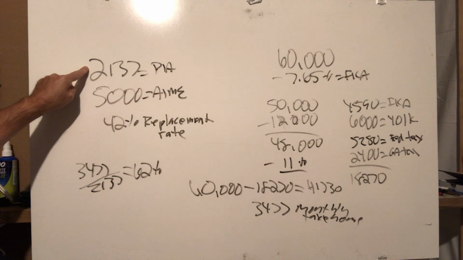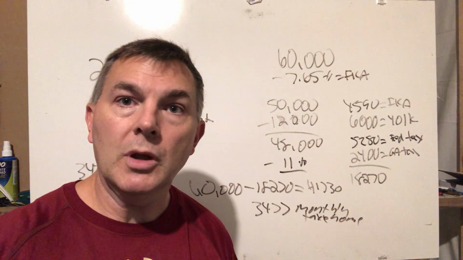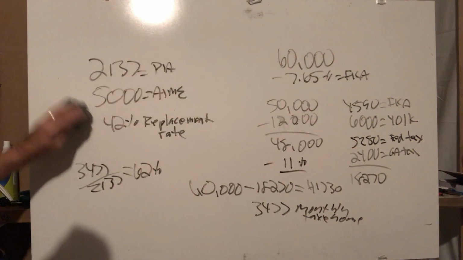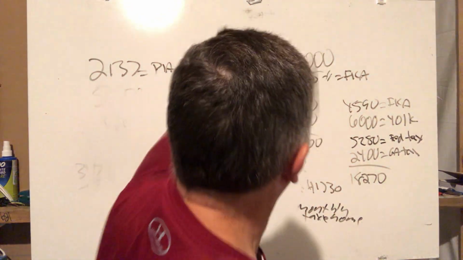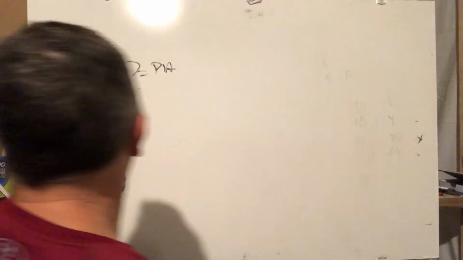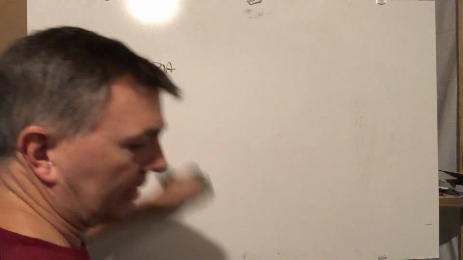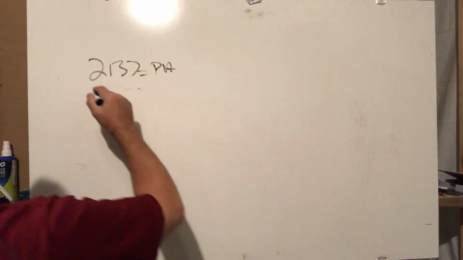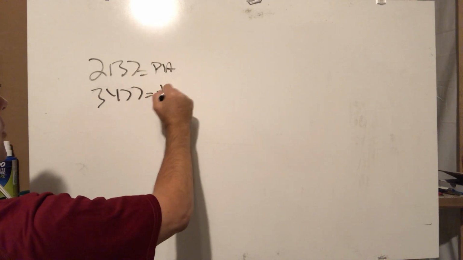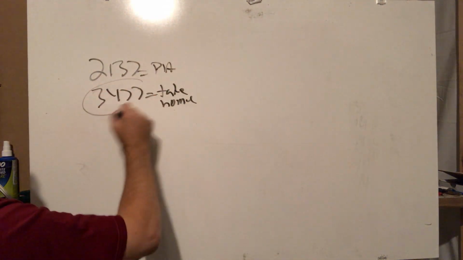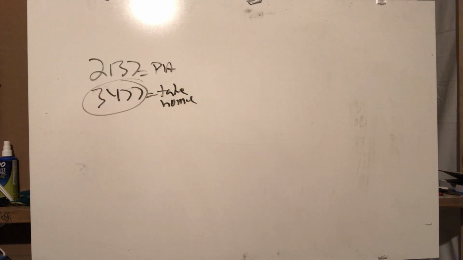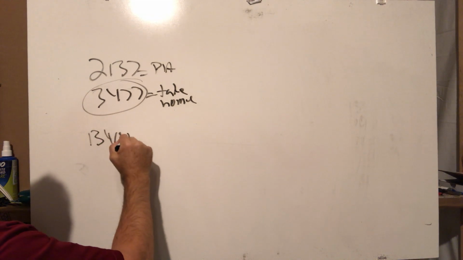So we've got 2137 as our PIA. And I'm going to show you something else. 3,477 was our take-home. So we're just going to say, I'm going to do the next video. 2137 is our PIA, 3,477 was take-home. If we're comfortable living on 3,477 while we're working, presumably we'll be comfortable living off that once we retire too, right? In fact, I'd probably say we need less. So basically, we need to make up $1,340 a month. So we have a $1,340 a month deficit.